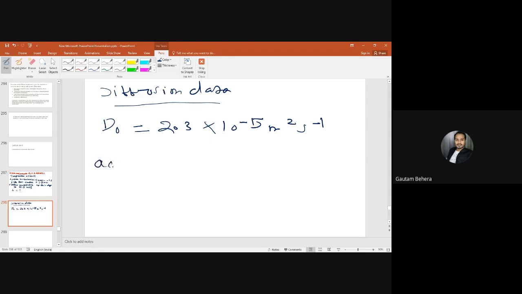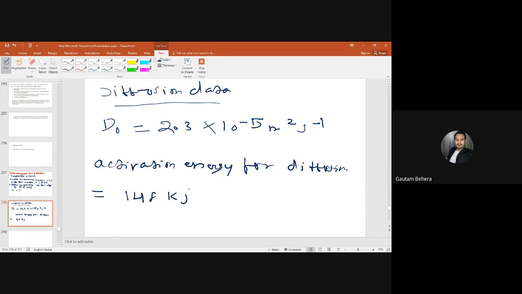Activation energy for diffusion is given: 148 kilojoule per mole. Okay. This is given also. Activation energy, you understand. Okay. So these things are given.